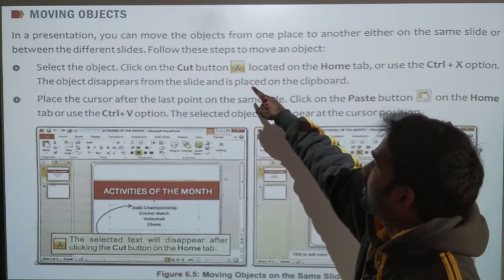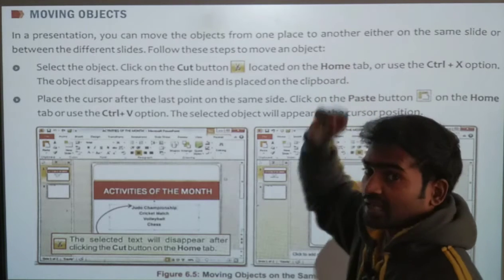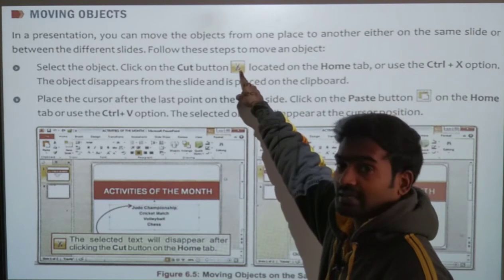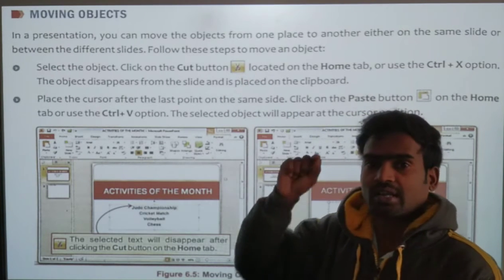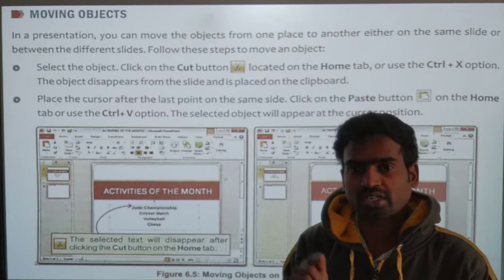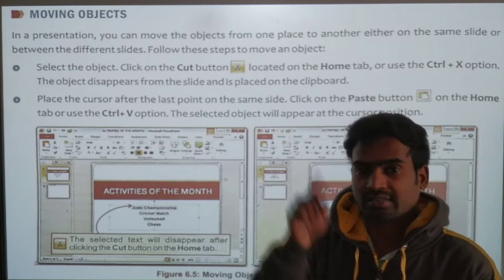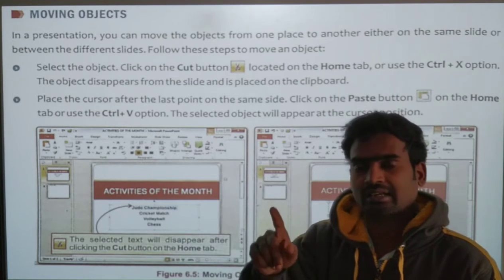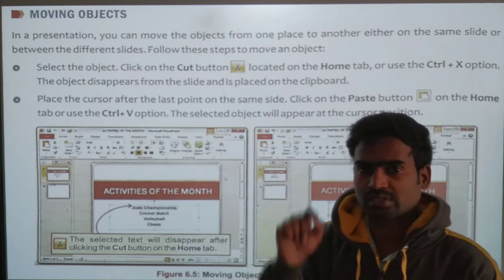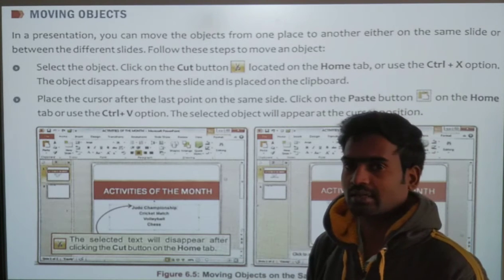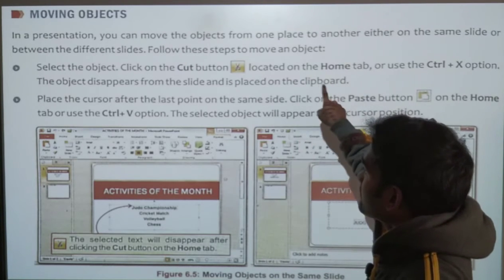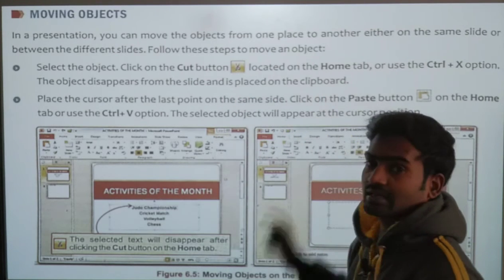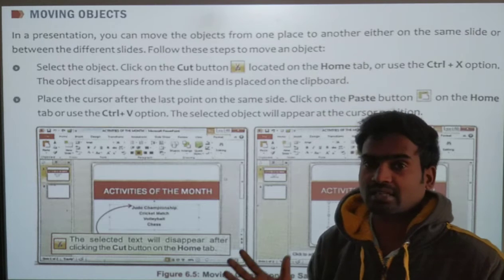Same way, cut button located on the home tab. For the cut also we have two ways. Home tab and cut this. Use this symbol to cut it, or in the keyboard use shortcut key Control plus X. Control plus X for cutting, or one more option, right click and options will be shown and use cut. So there are three options to cut the object, and then that object disappears from the slide and it is placed on the clipboard.